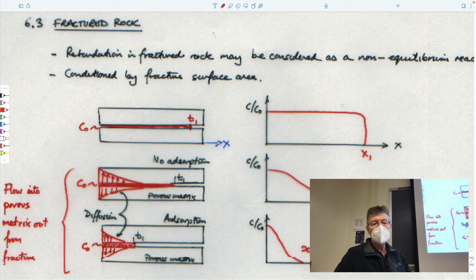So the thought exercise is this. If you take a fracture that has impermeable rock on either side, and you push a solute down it, you get a front which looks like the ones we've looked at. It will have traveled a length equal to, velocity is equal to length over time, so length is equal to velocity times time.